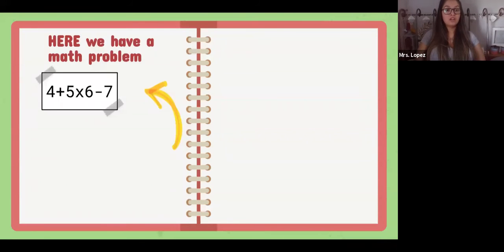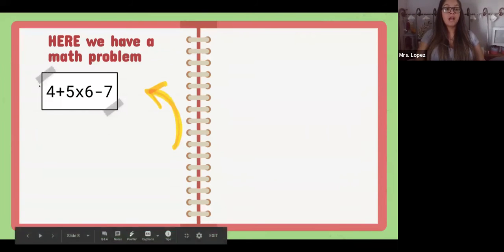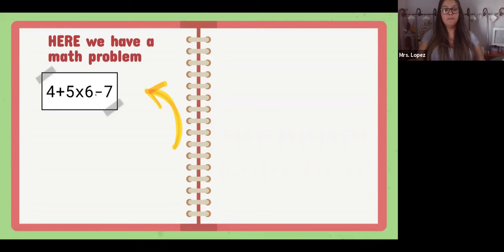Okay, so now that we have that written down, we're going to start off with a math problem. I'm going to do this first so you could see how it's done correctly, and then we're going to do it together, and then you're going to have a couple to do on your own. So here we have a math problem. 4 plus 5 times 6 minus 7. If I was to do this problem out and do 4 plus 5, I get 9. 9 times 6, I get 54 minus 7.